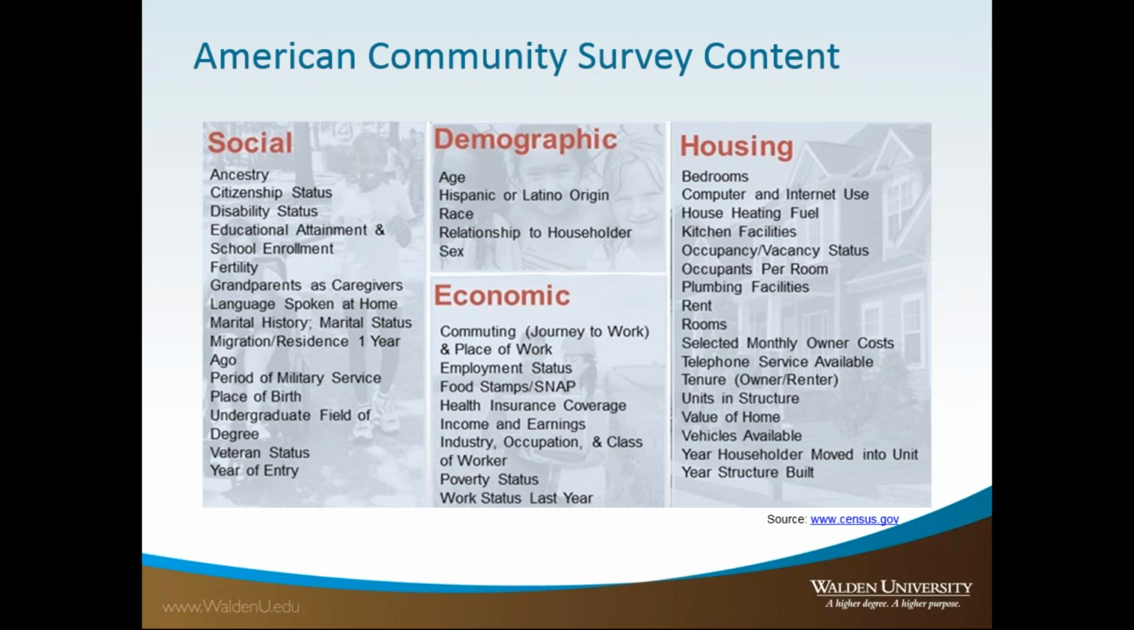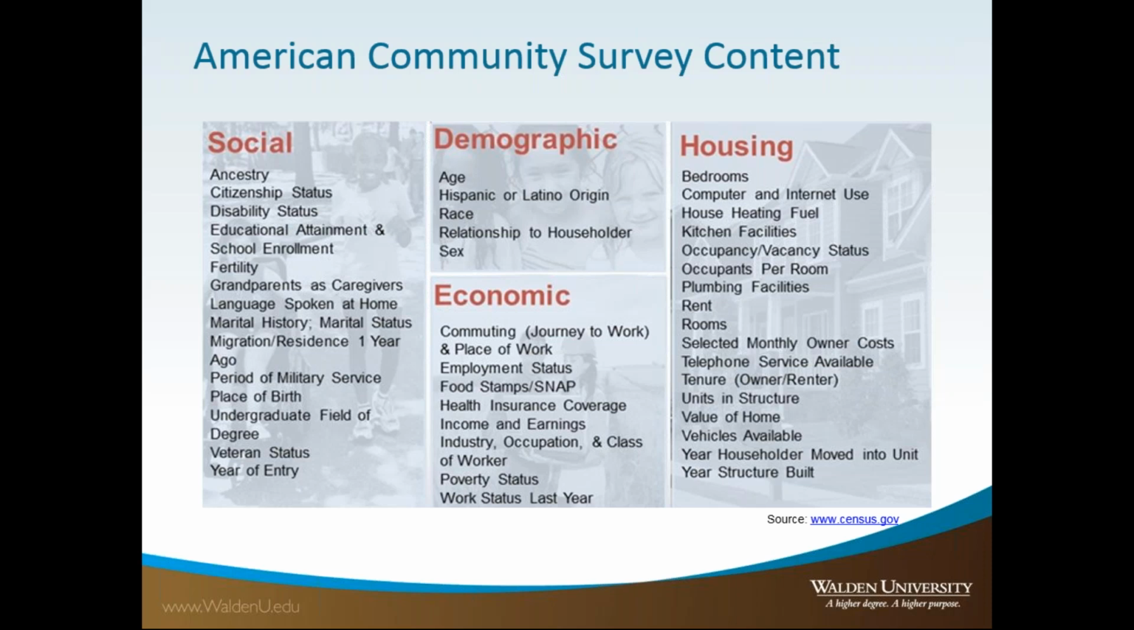And it's really great because in a lot of ways, it makes the long form of the decennial census redundant, because it collects a lot of that information. And we don't have to wait until 2020 to get information about a particular place right now. So it provides 1- and 5-year estimates.